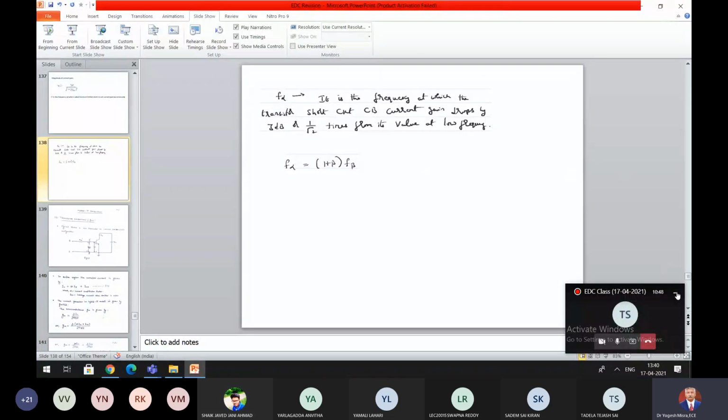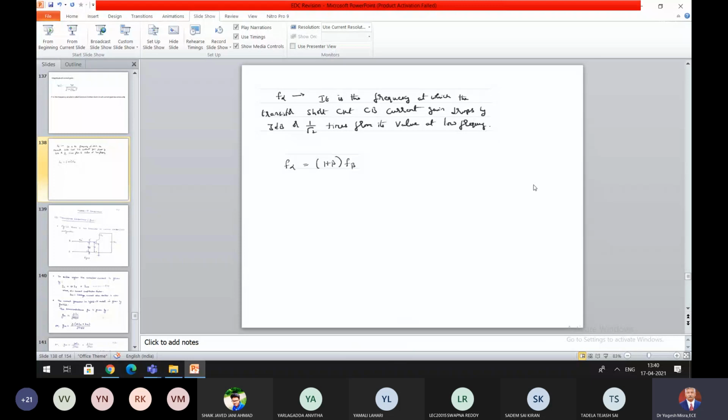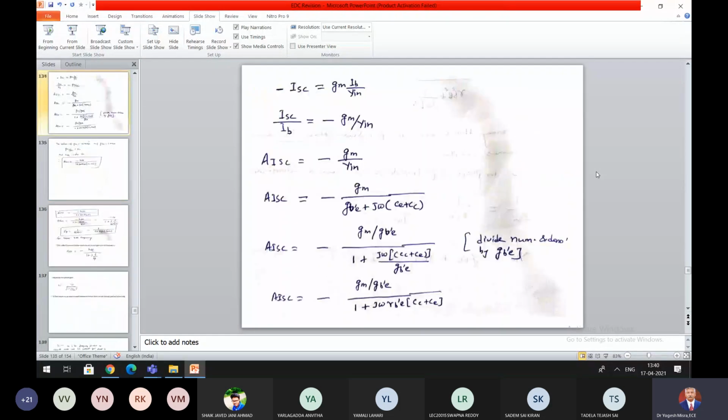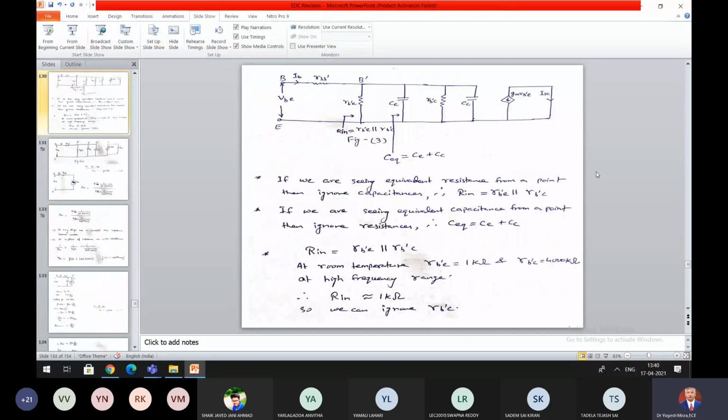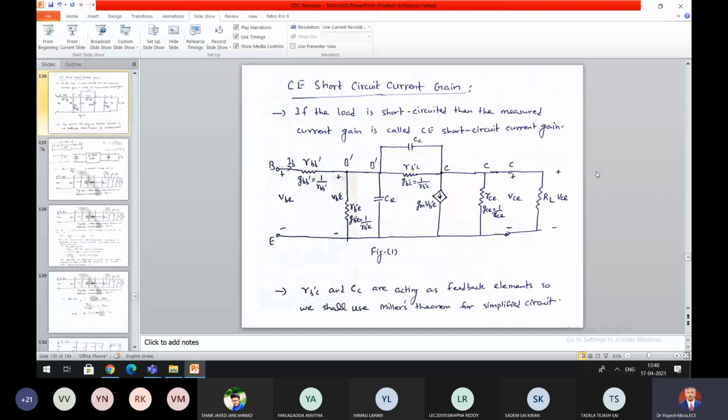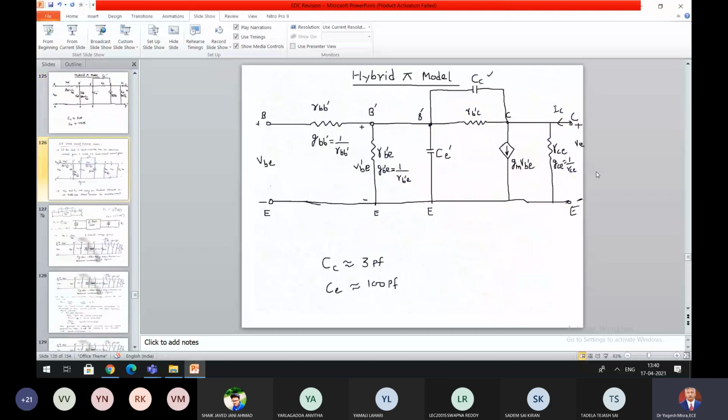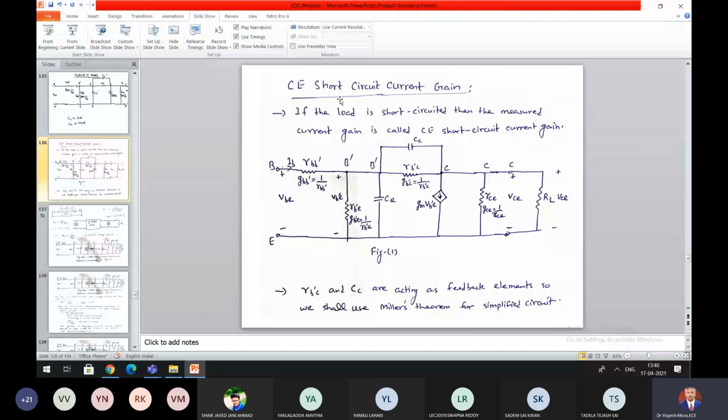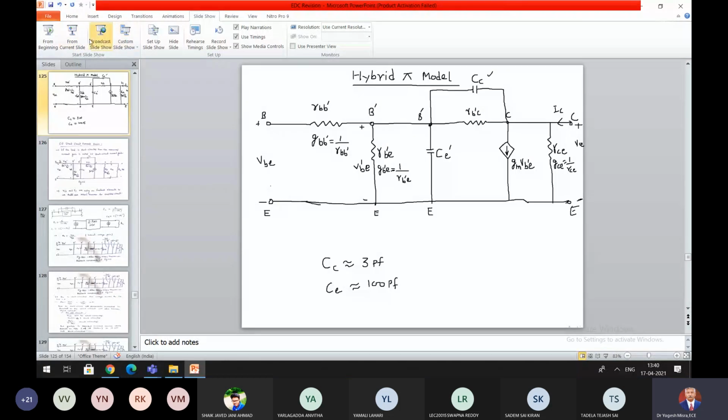So today I will revise the common emitter short circuit current gain, with some additional parameters and one numerical question that I will discuss with you. Here, we already discussed it; it is just a revision for common emitter short circuit current gain.